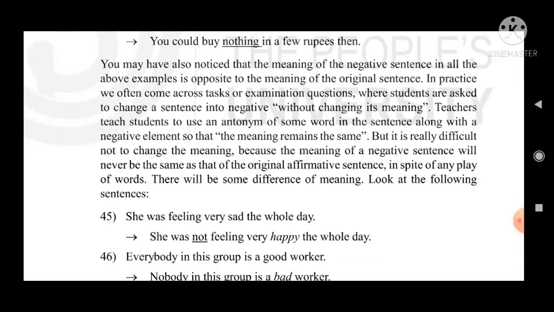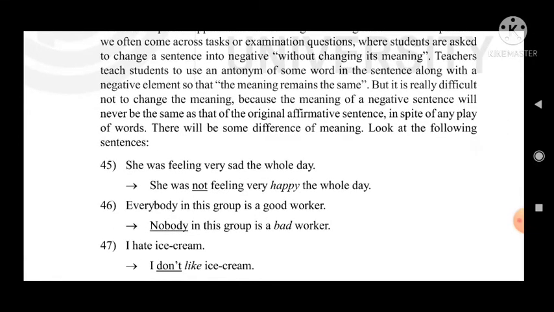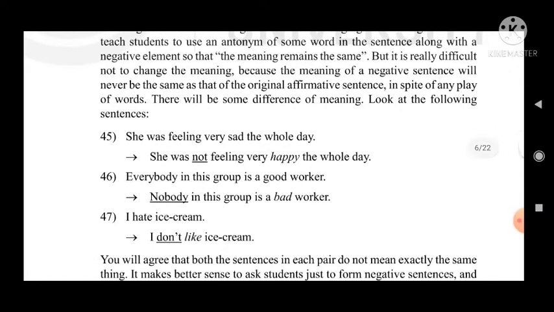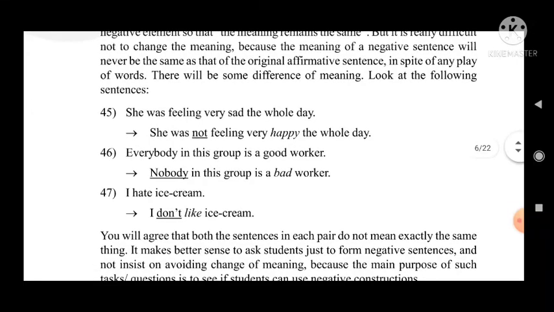Okay, so here another challenge comes. Without changing its meaning, we use some antonyms to make a negative element, okay, a negative sentence. But it is really difficult not to change the meaning, because the meaning of a negative sentence will never be the same as that of the original affirmative sentence in spite of any play of words. So it's a magic of words. So how to use some magic of words to make a negative sentence from an affirmative sentence without changing its meaning? There will be some difference of meaning. Look at the following sentence.